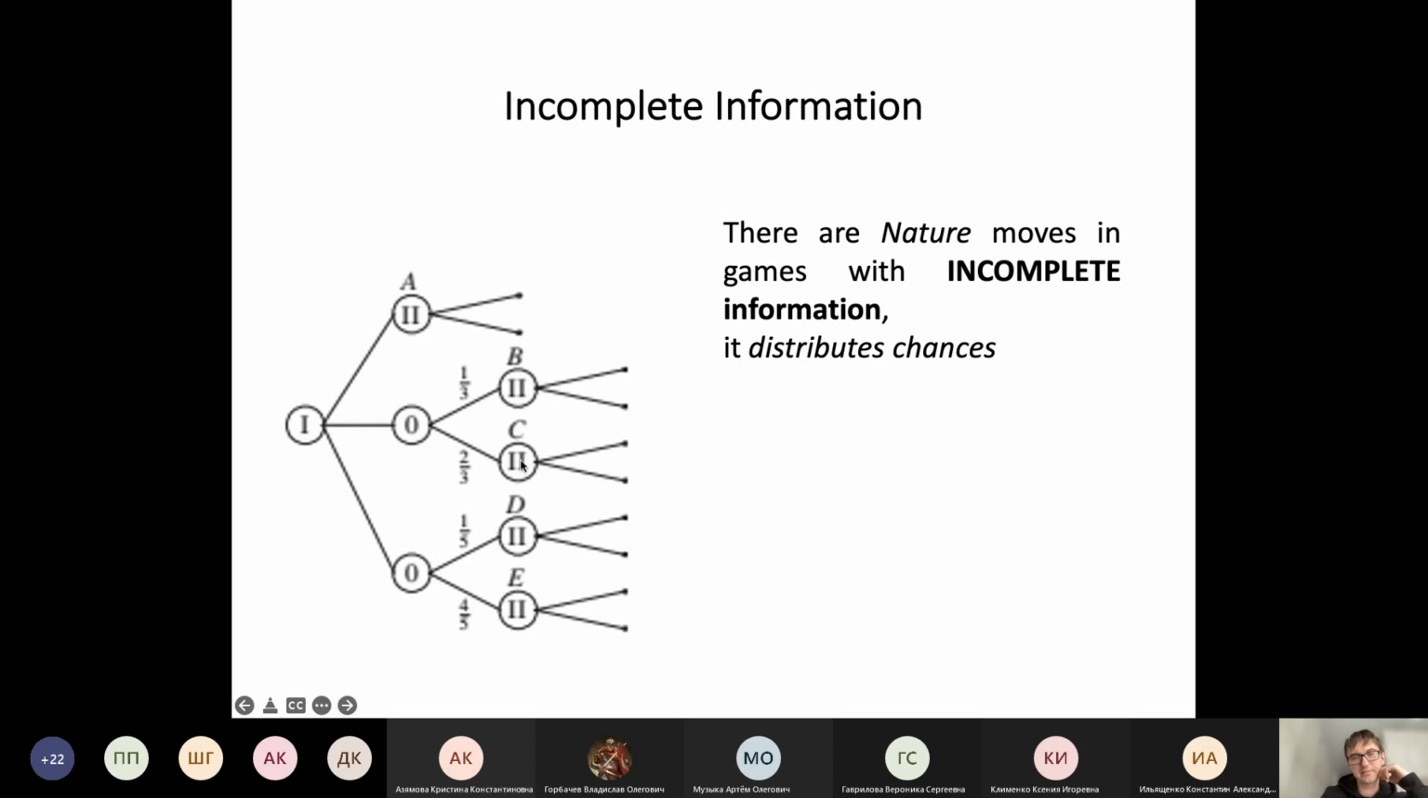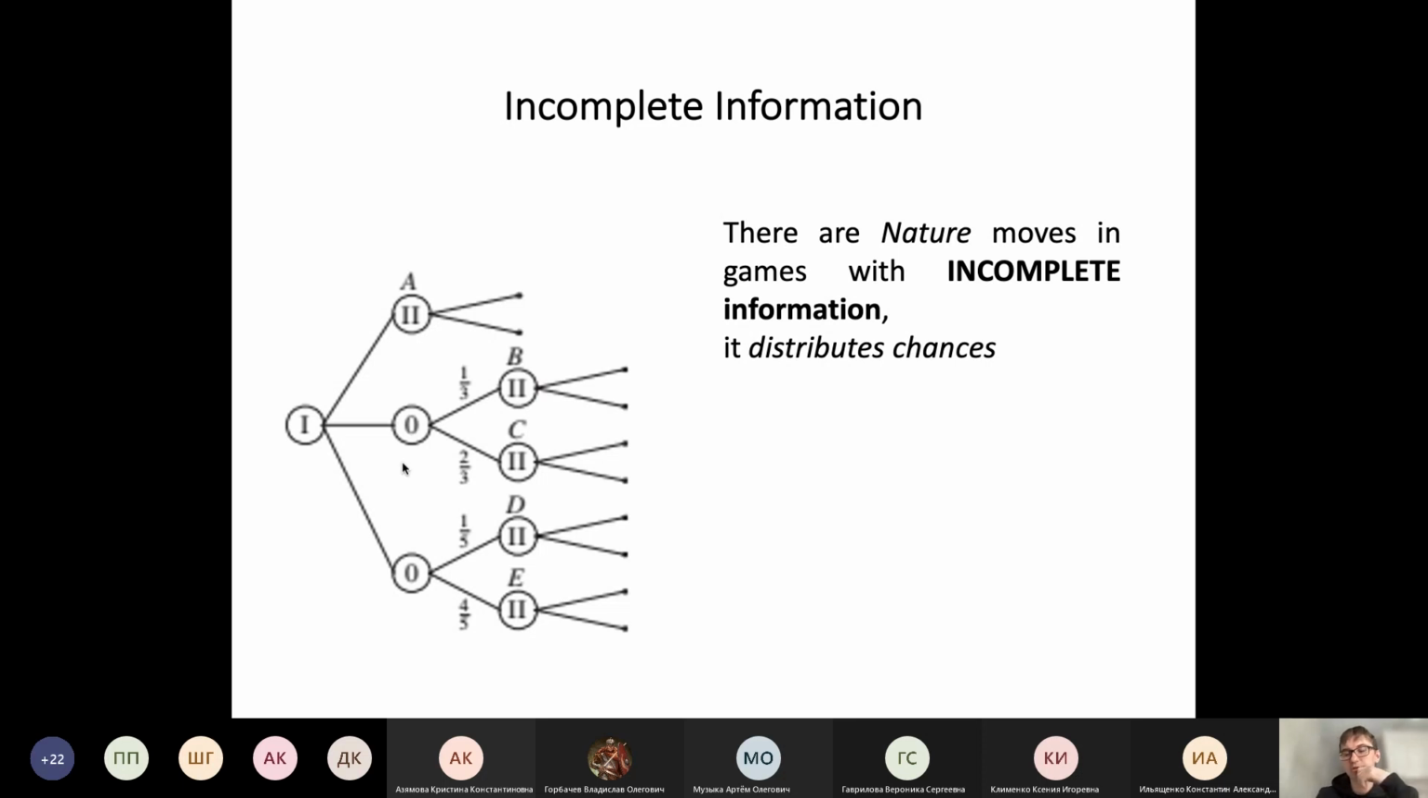Or maybe it's the same player making a move with a different possible menu of actions. So I hope this idea of nature is clear. It's basically something outside of the players. It's not necessarily nature in the direct meaning, like weather. It can be something different. Just pure chance decides what will happen next.